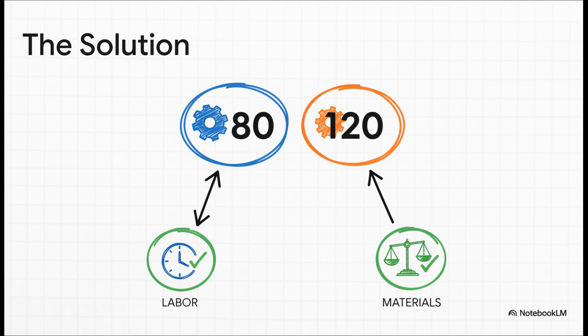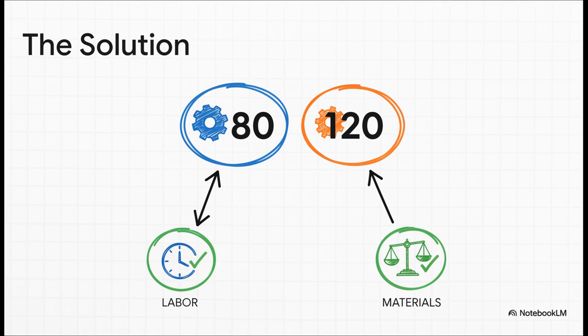And here it is. After we perform the matrix multiplication, this is the solution we get: produce exactly 80 units of product A and 120 units of product B. Now let's just do a quick sanity check, which you should always do. For labor, 80 units of A at 2 hours each is 160 hours. 120 units of B at 3 hours each is 360 hours. Add them up, 160 plus 360 is 480 hours. It's a perfect match.